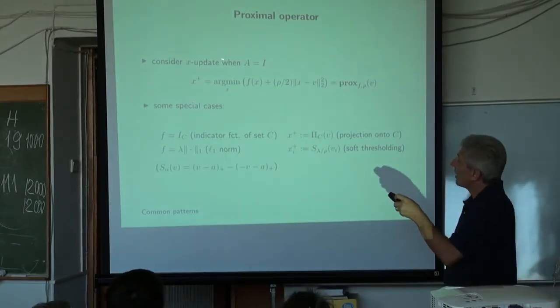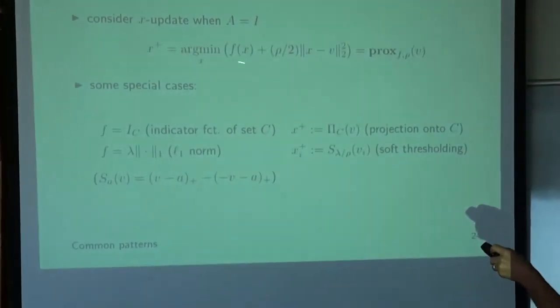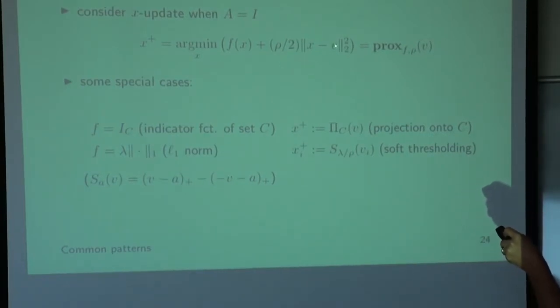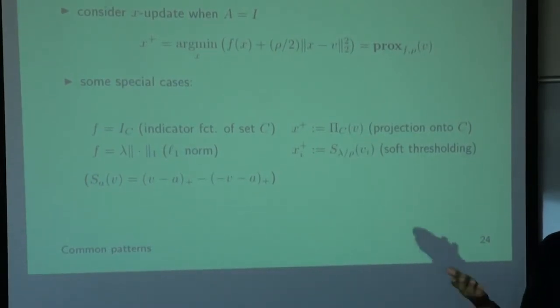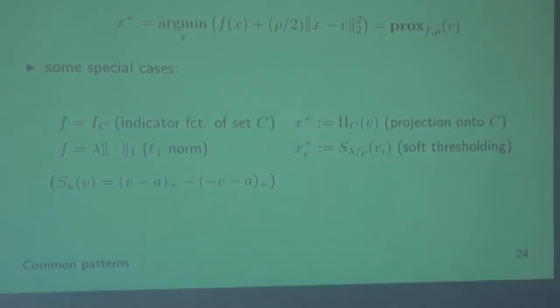Now, a lot of problems have either A equals I or B equals I or something like that, in which case this has a name. When you minimize a function plus this distance to some given point, that's called the proximal operator. There's a lot of beautiful theory about this. It's basically that you take the conjugate of f, add quadratic regularization to it, and then conjugate back, or something. But the point is, it's just this.